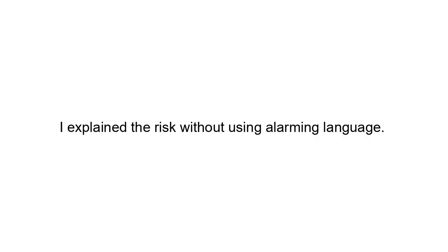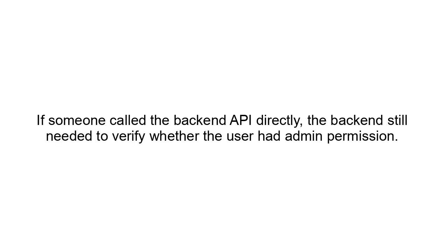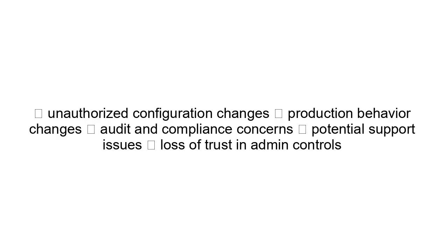Action: I explained the risk without using alarming language. I said that hiding the admin screen in the front end was helpful, but it was not enough security. If someone called the backend API directly, the backend still needed to verify whether the user had admin permission. I explained the impact: unauthorized configuration changes, production behavior changes, audit and compliance concerns, potential support issues, loss of trust in admin controls. Then I proposed the fix.